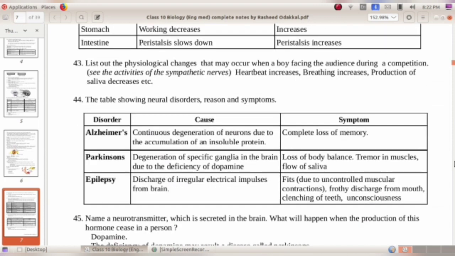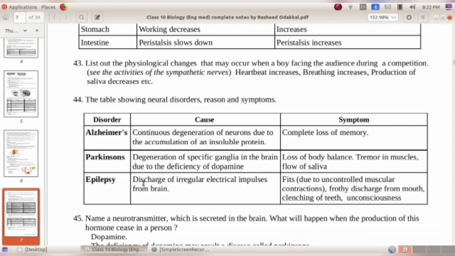Next we are going to see the different neural disorders. First one is Alzheimer's. We are also familiar with Alzheimer's disease from the film Tanmatra. The cause of Alzheimer's is the continuous degeneration of neurons due to the accumulation of an insoluble protein. The symptom is complete loss of memory. In Parkinson's, the cause is degeneration of specific ganglia in the brain due to the deficiency of dopamine. Loss of body balance, tremor in muscles, and flow of saliva are the symptoms of Parkinson's.